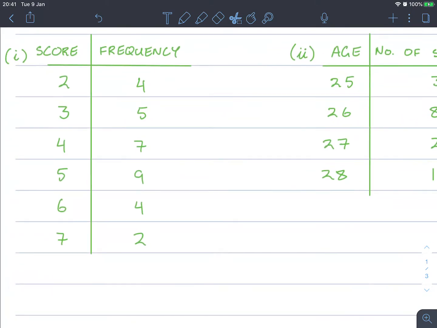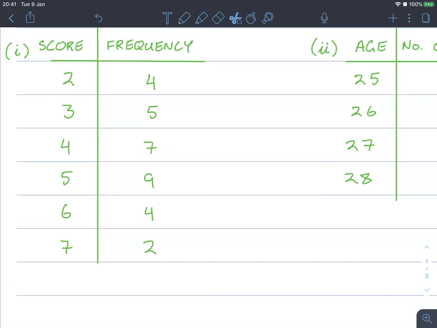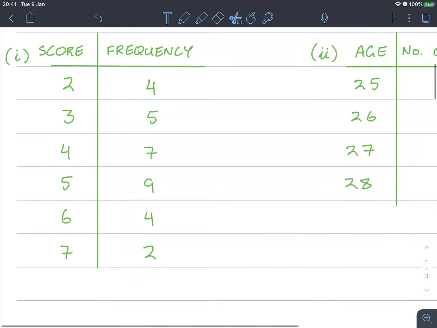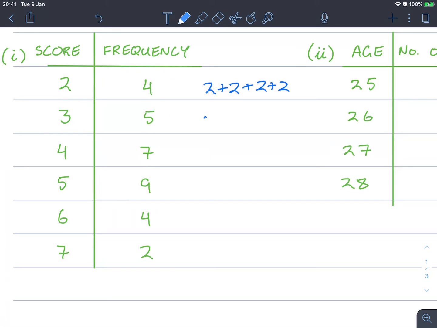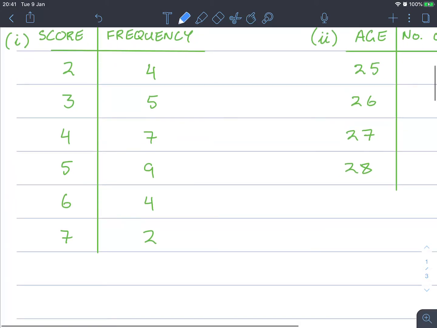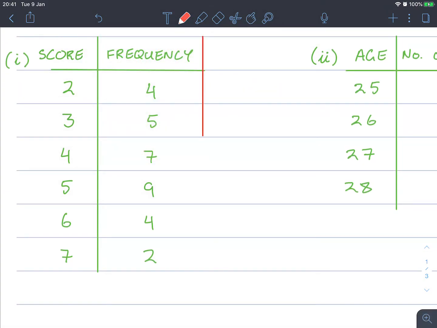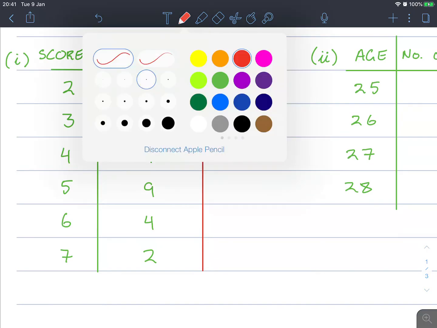So here we go. In order to calculate the mean more efficiently, rather than saying 2 plus 2 plus 2 plus 2, because there are four 2s, we can write this as 2 plus 2 plus 2 plus 2, and then 3 five times, so 5, etc. As you can see, this will take a very long time. An easier way for us to calculate this is to extend our table to have what's known as an fx table.